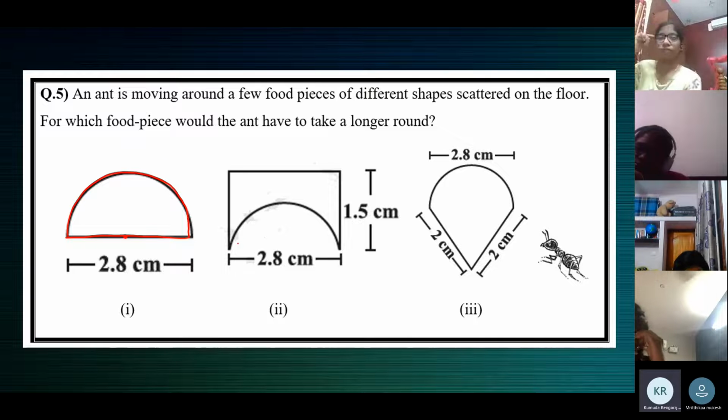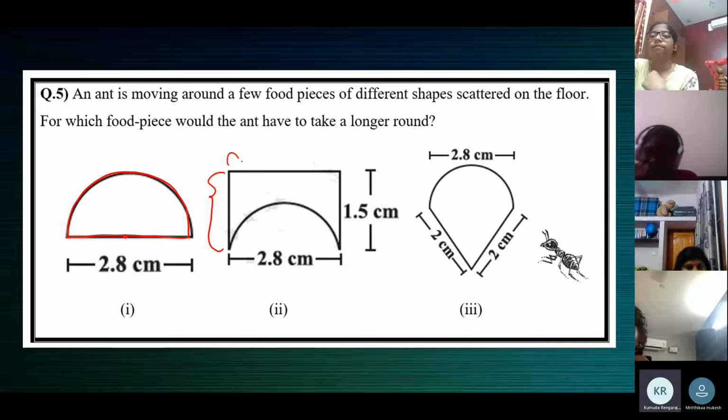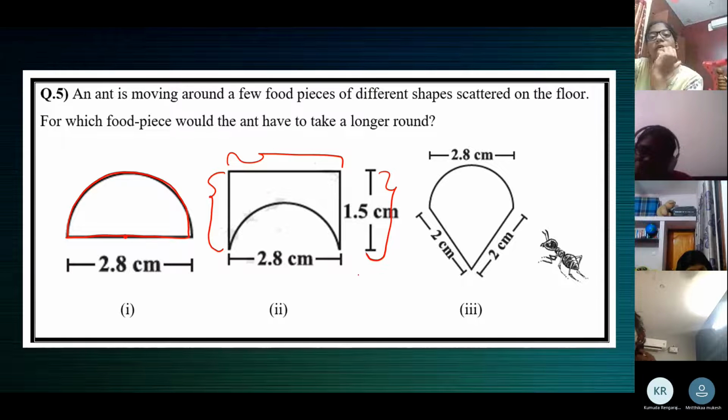Tell me, how do you find the perimeter? What's the length of this line segment? 1.5 centimeters. What's the length of this line segment? 2.8 centimeters. What's the length of this line segment? 1.5 centimeters. And what's the length of this arc? Is this arc a semicircle or a quadrant? A semicircle.